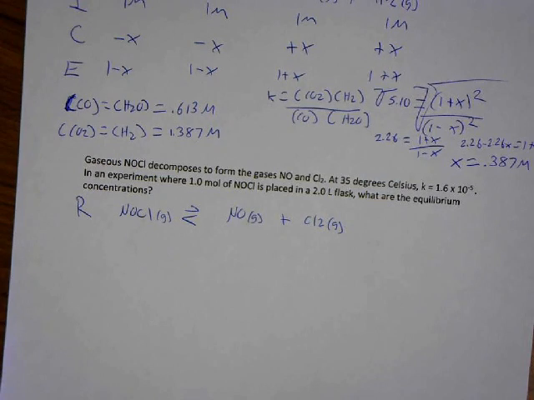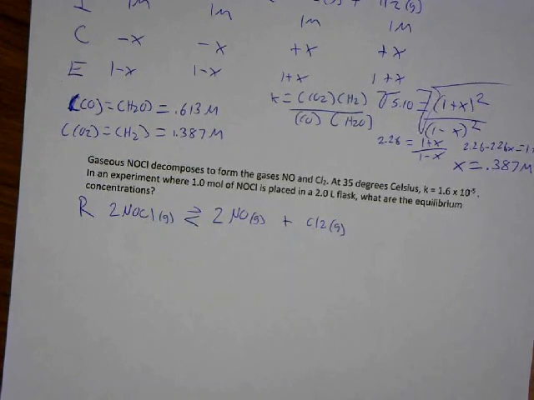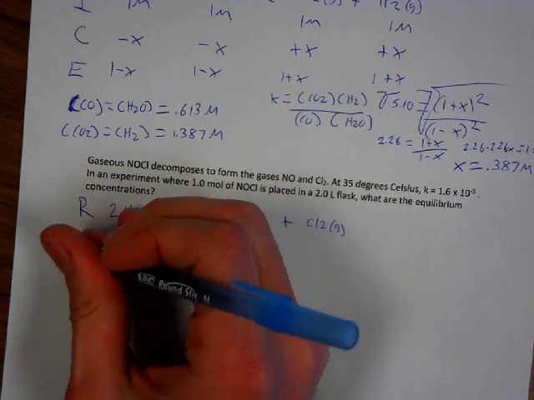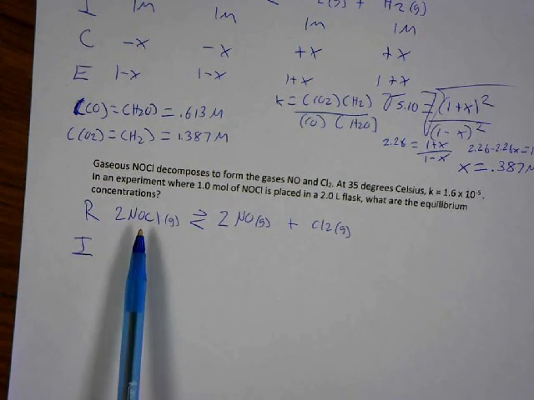Am I ready to start icing this thing? No. Why not? It's not balanced. Just look at it and think of all the things we are bringing into this. So I'm going to put a 2 here, and a 2 there. That's balanced.